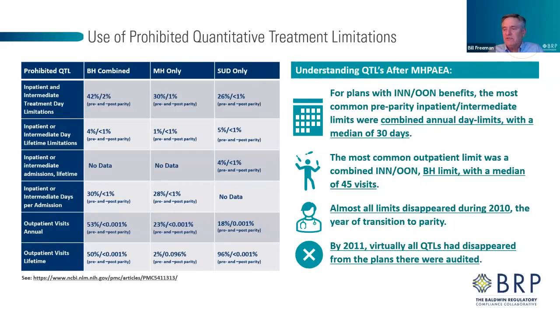It's very easy to see if you're charging different financial co-payments or restrictions for members, or if there were limits on the number of days and visits. Again, those are very easy to see, and those all pretty much disappeared.